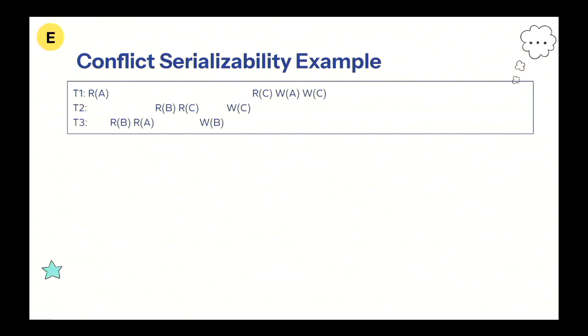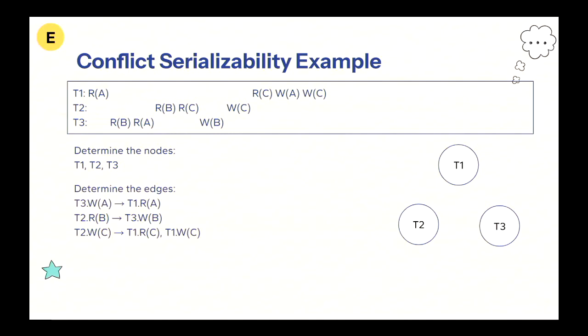In this example, we have 3 different transactions. This is a concurrent schedule, and we need to decide whether it is serializable or not. First, in order to build the graph, we need to determine the nodes and edges. Let's first determine the nodes. The nodes are pretty simple here. We have 3 different transactions, so we have 3 nodes.